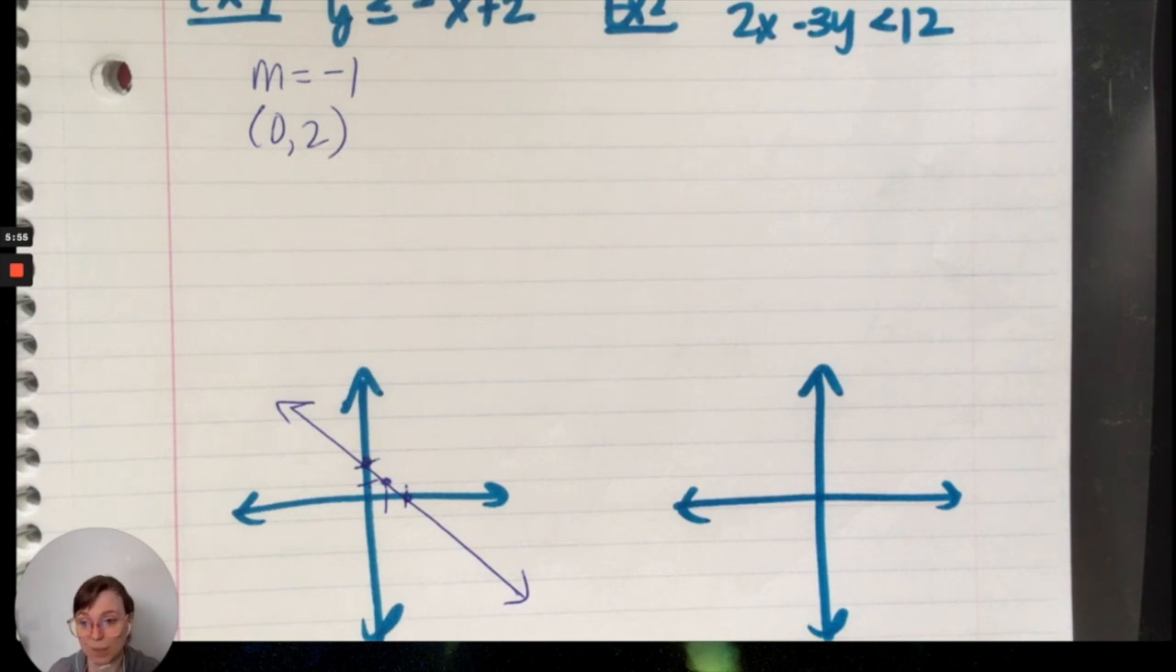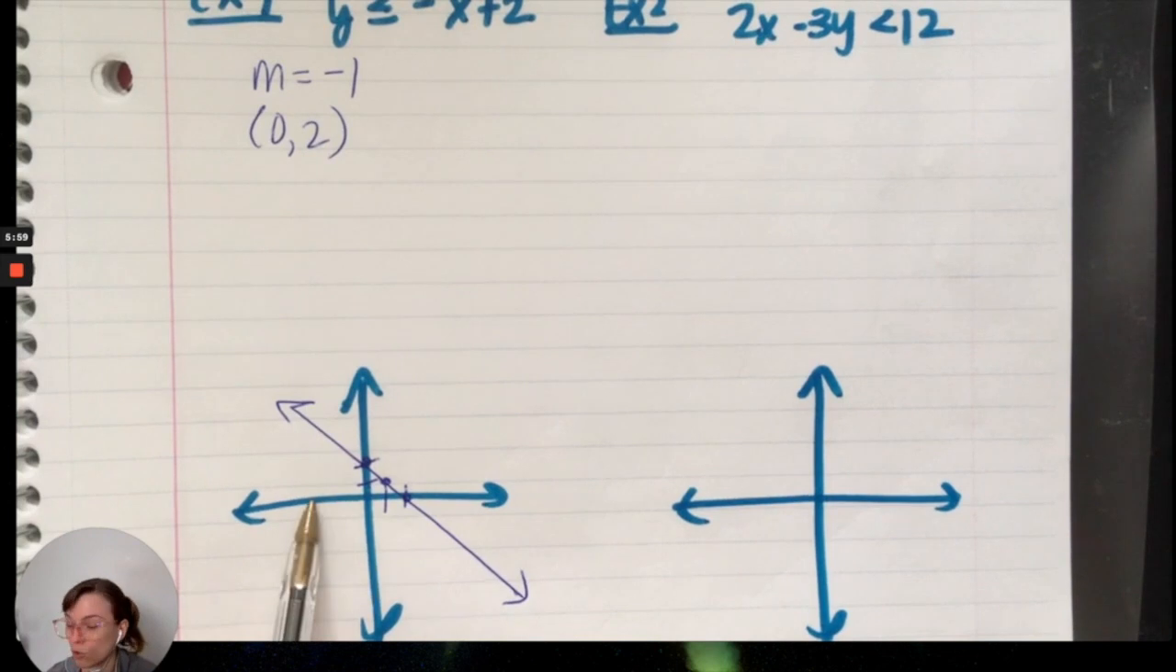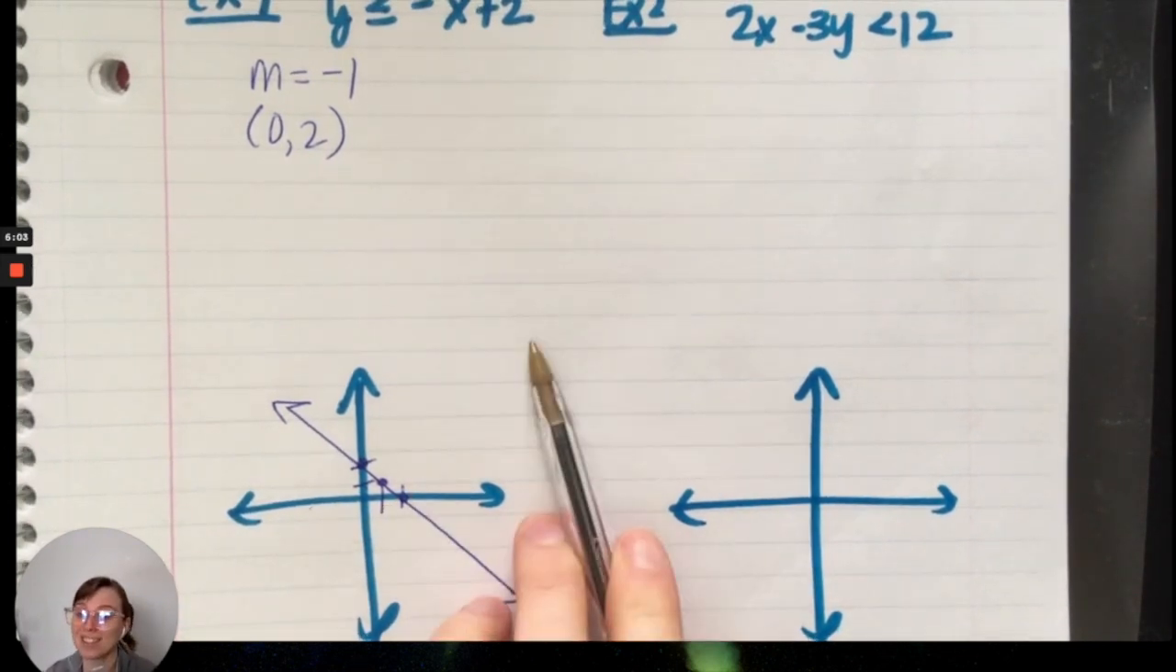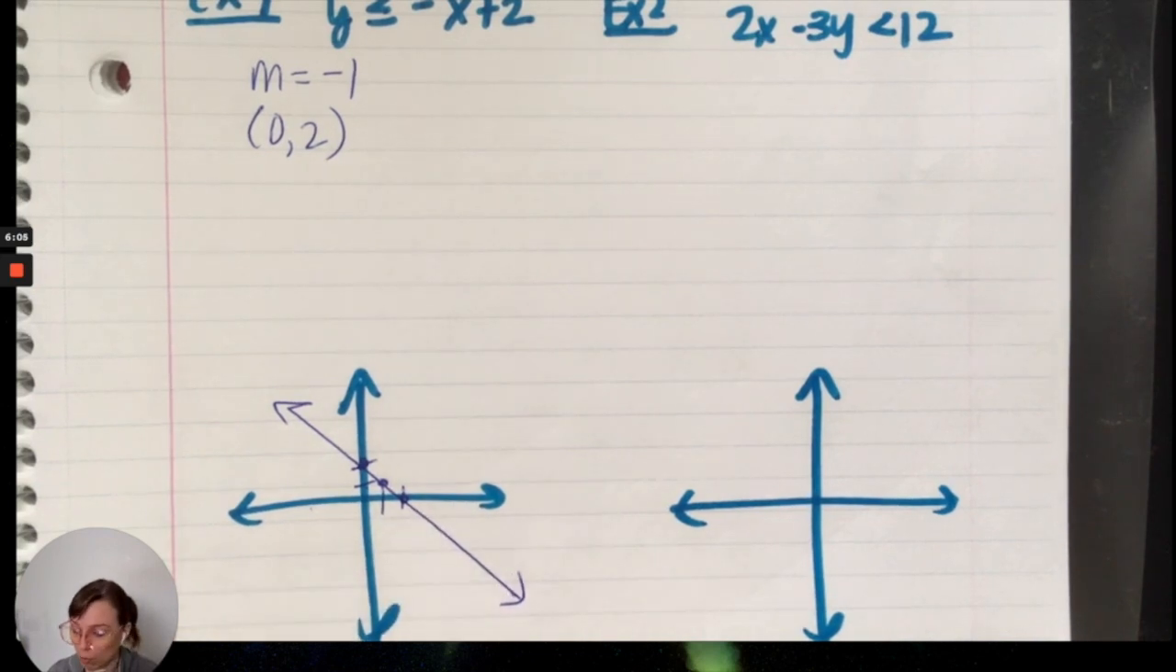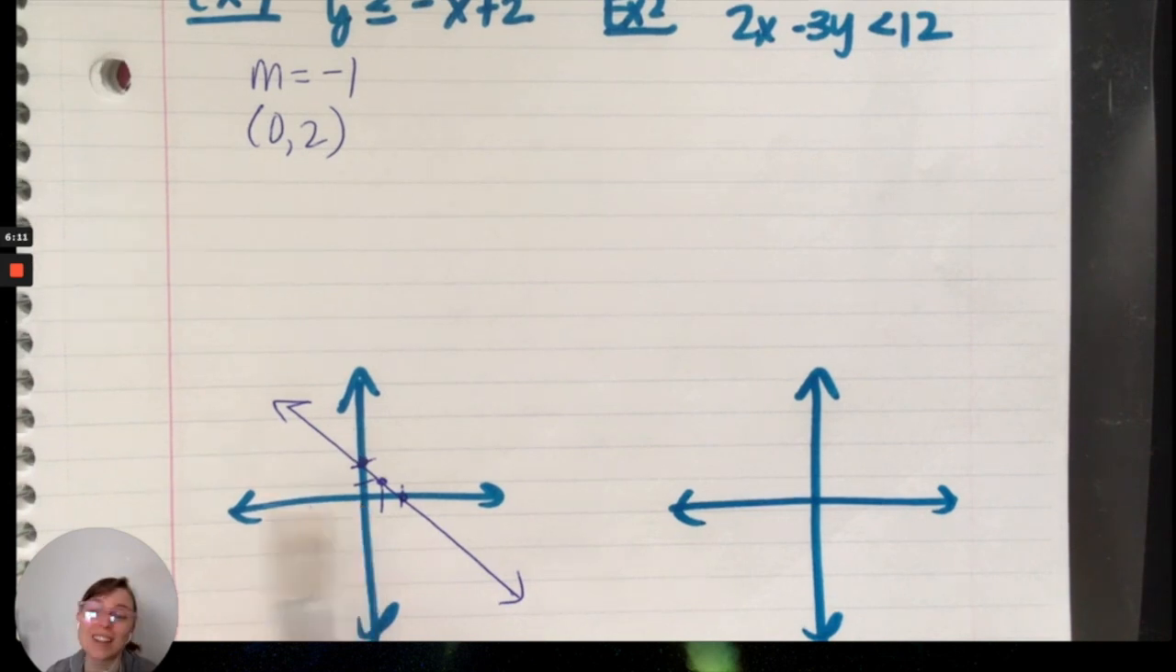In order to test them, I have to find a point that's not on my line. So I could test negative 3, 1. I could test negative 3, negative 4. I could test any point that's not on the line. But the best point to test is going to be 0, 0. It's not on the line, and zeros make a lot of stuff disappear.